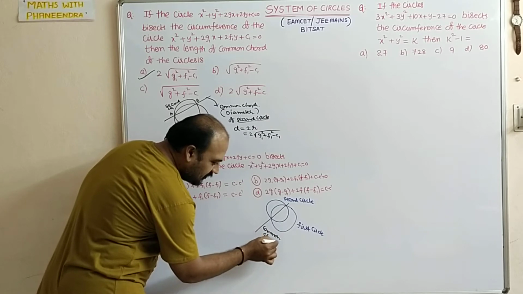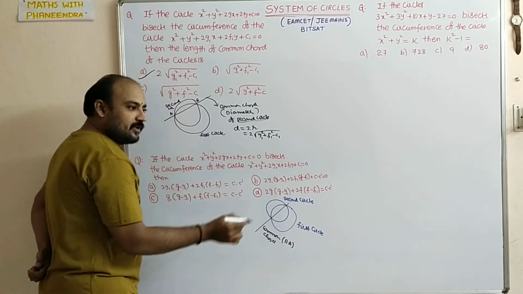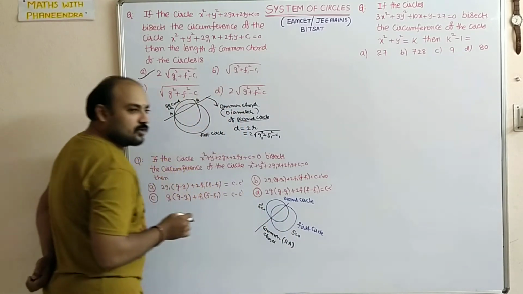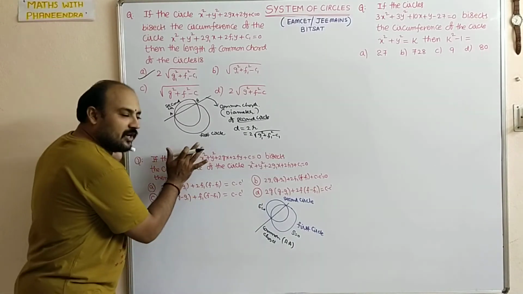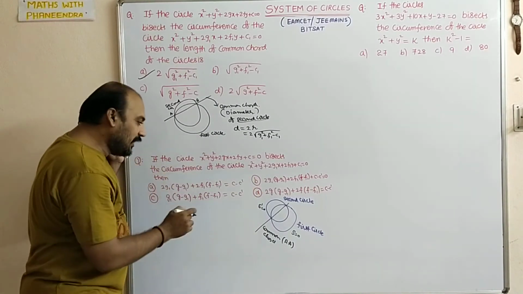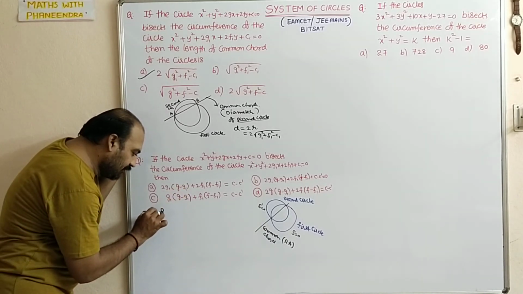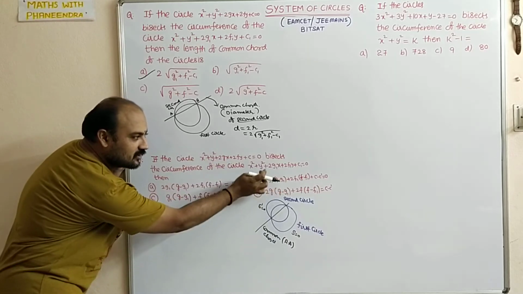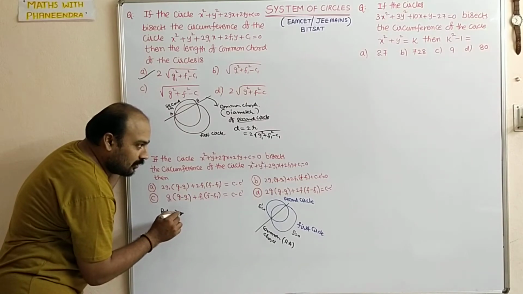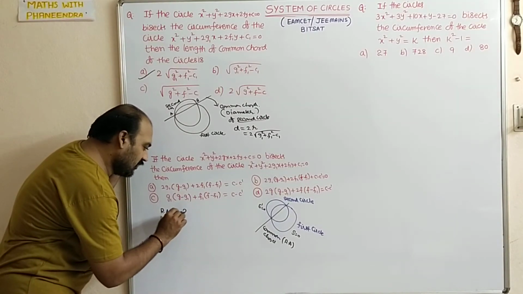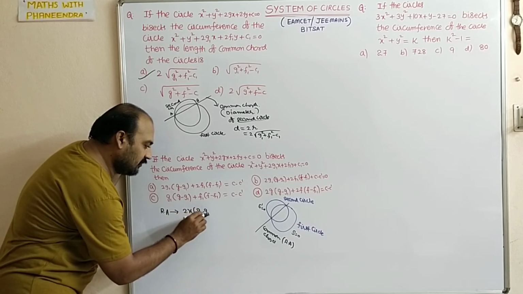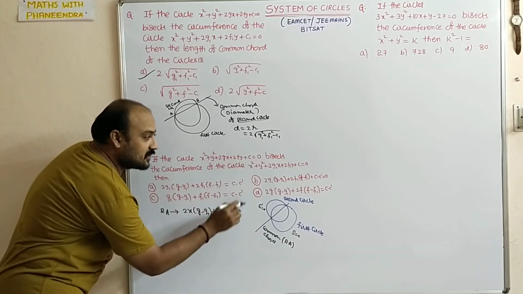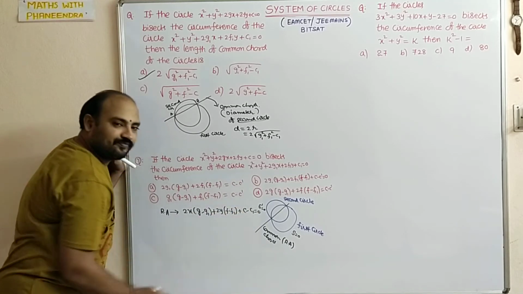This common chord is the radical axis. That means first circle minus second circle, S minus S dash. For the radical axis of two circles, we know that we subtract one equation from another, so you will get the radical axis or common chord. Directly I am writing: x square gets cancelled. 2gx minus 2g1x. So what will we take common here? 2x. So 2x into (g minus g1) plus 2y into (f minus f1) plus (c minus c1) equal to 0.